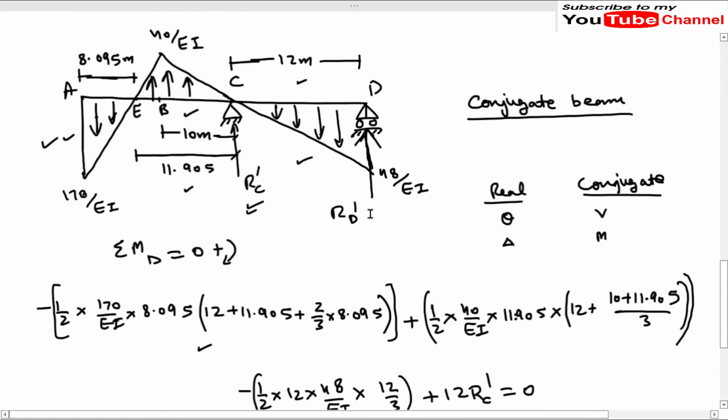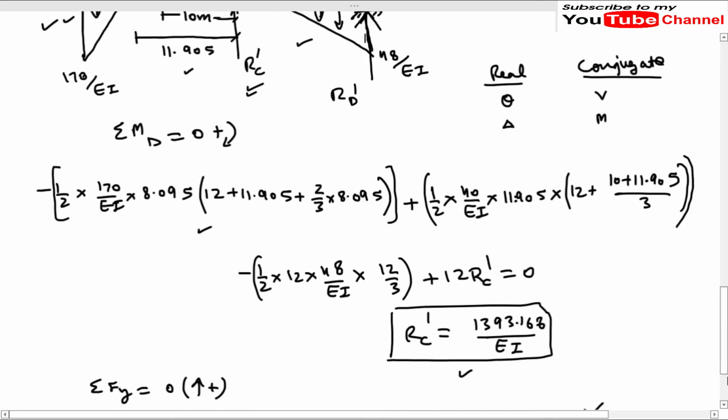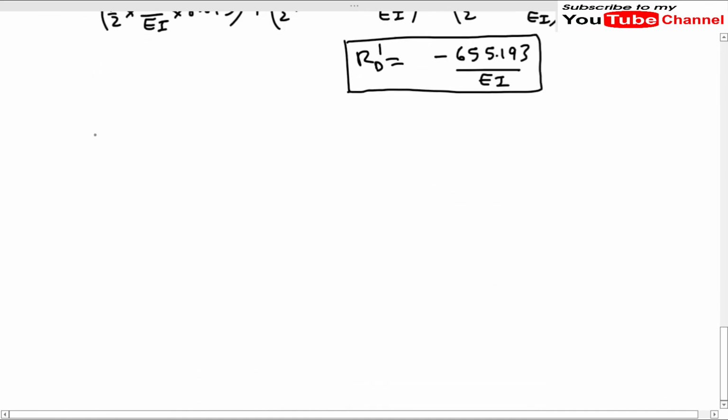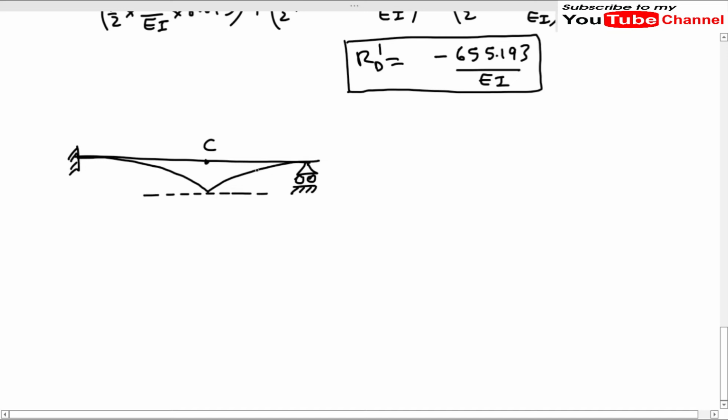Okay, now let us come to the point. We have to find out the slope and deflection at C, but at C we have an internal hinge. Okay, and one important thing about internal hinge is that, let me draw the deflected shape of the real beam. Okay, so this is our internal hinge. So when the internal hinge deflects, it will deflect something like this. As you can see, there is a discontinuity in this deflected shape. Okay, so this deflected shape is also called the elastic curve.